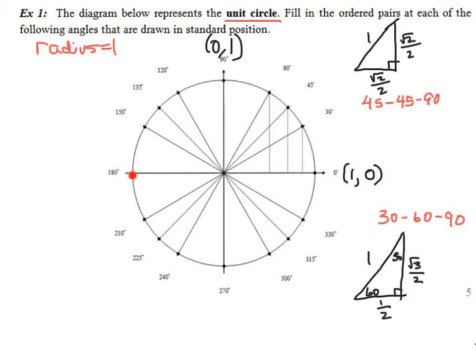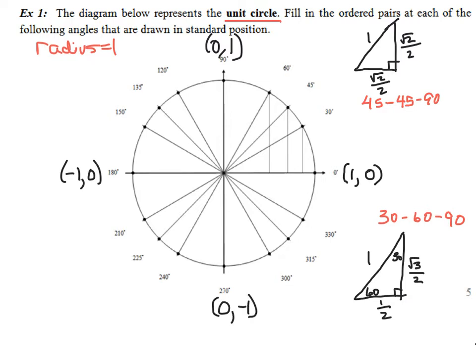I want the coordinates of this point. That means that from the origin I'm moving 1 to the left, but I'm not moving up or down any. So the coordinates at that point would be (-1, 0). At 270 degrees, I'm starting at the origin and I'm going down 1 unit. So that means that I have gone 0 on the x-axis and -1 on the y-axis.